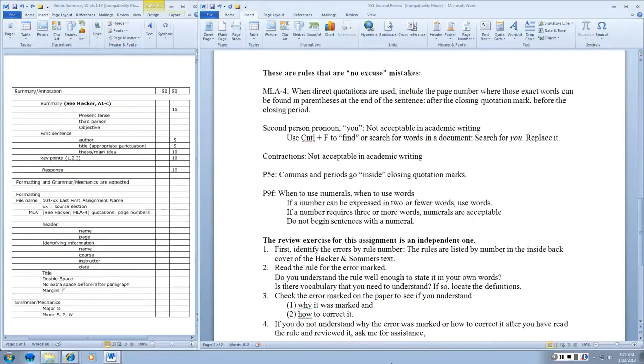First of all, and the MLA is not so much a no excuse mistake, but you do need to be aware of this, and this is just following directions. When you use a direct quotation, you should include the page number where those exact words can be found in parenthesis at the end of the sentence.